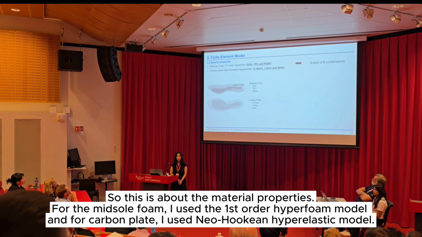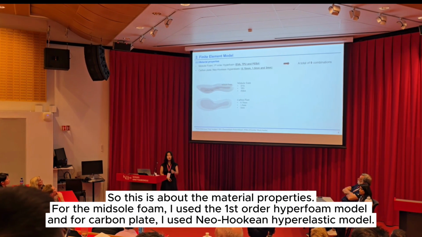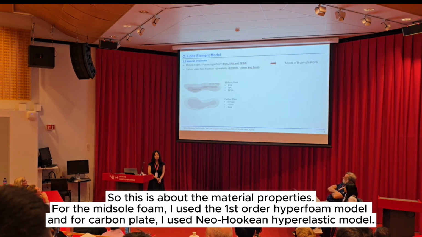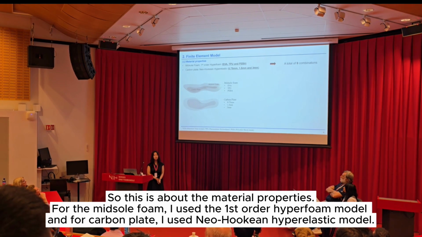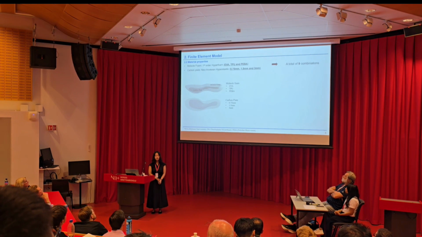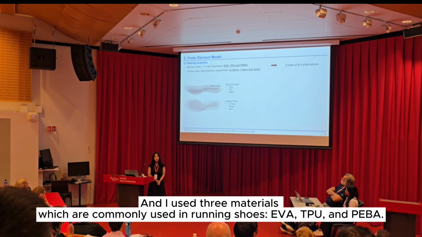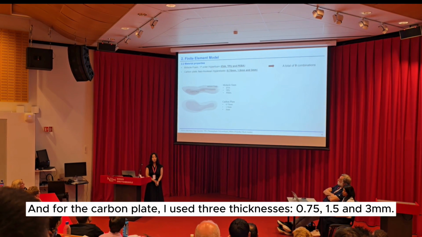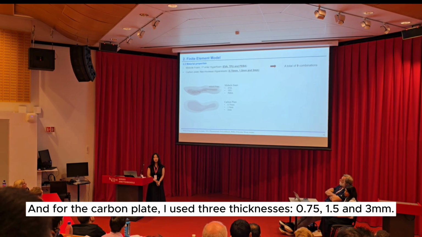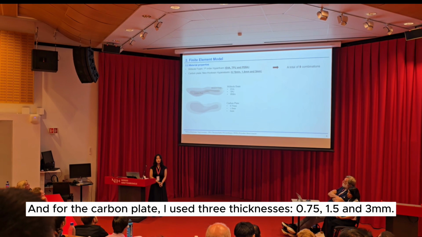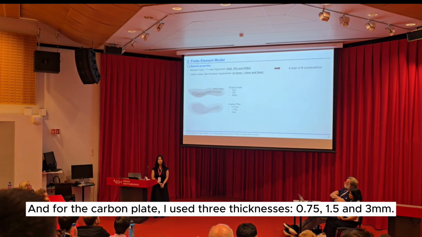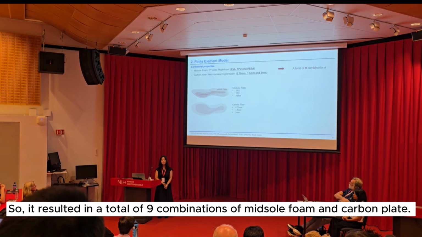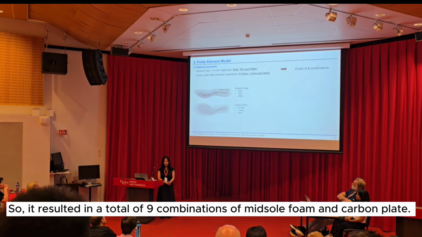So this is about material properties. For the midsole foam, I used the first order hyperfoam model, and for the carbon plate, I used a neo-Hookean hyperelastic model. And I used three materials which are commonly used in running shoes: EVA, TPU, and PVA. And for the carbon plate, I used three thicknesses: 0.75, 1.5, and 3 millimeters. So it resulted in a total of 9 combinations of midsole foam and carbon plate.